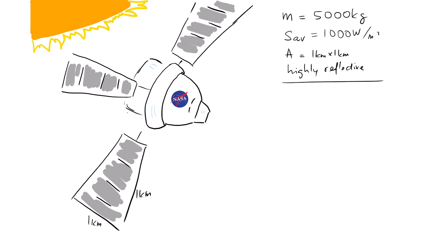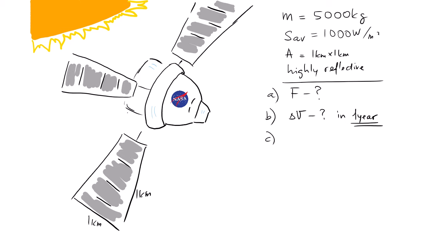We want to find out how much force would be applied on this highly reflective 1 kilometer by 1 kilometer sail. So we want to find out the force. That's part A. Second, we want to find out how much it would increase the speed in 1 year. So we want to find out delta V in 1 year. The time is given to us.